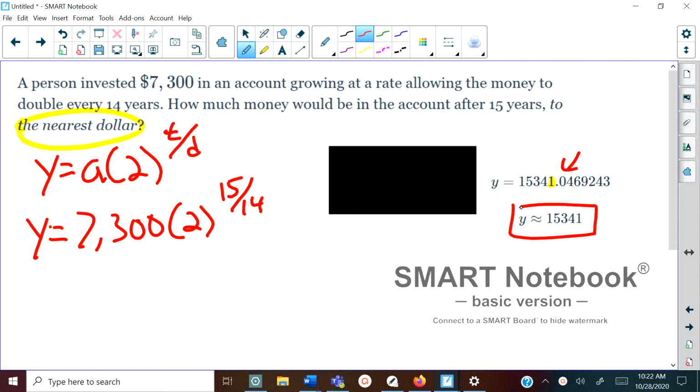And that's it. That is doubling and half-life.